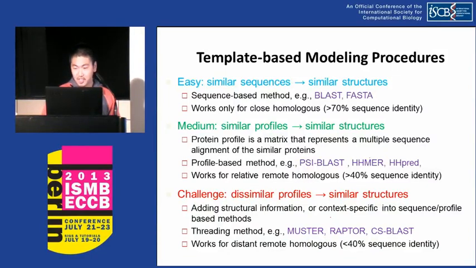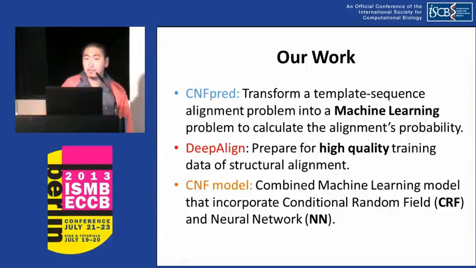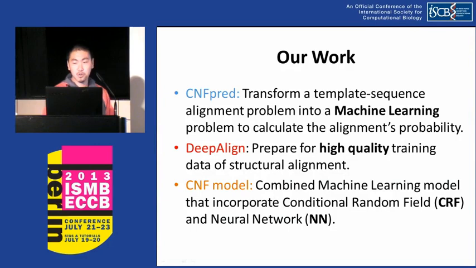But the remaining challenging thing is how can we utilize these heterogeneous and complex features, including the structures and sequence profiles, to increase the alignment accuracy. So, in order to solve these problems, we transform the protein threading problem into a machine learning problem.